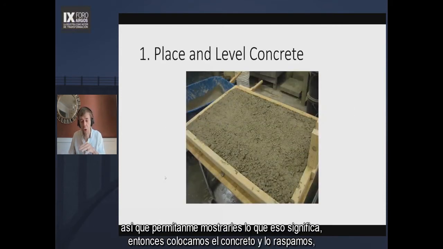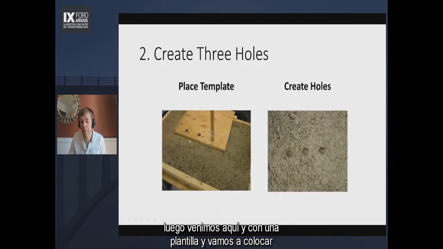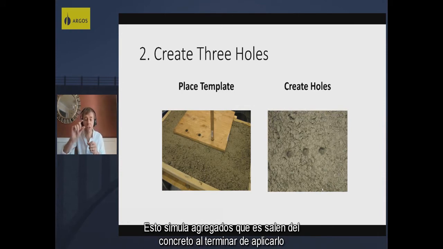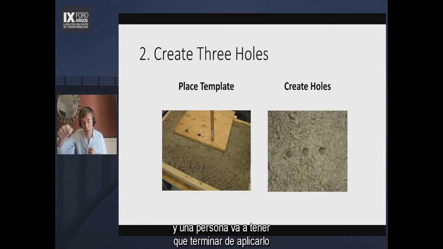So we place the concrete and we strike it off. Then we come in here and with a template, we're going to place 3 1-inch diameter holes. Now, why would we do this? Well, this simulates aggregates being pulled out of the concrete as you finish it. And a person is going to have to finish that and close those holes. We're going to see how hard that is to do.